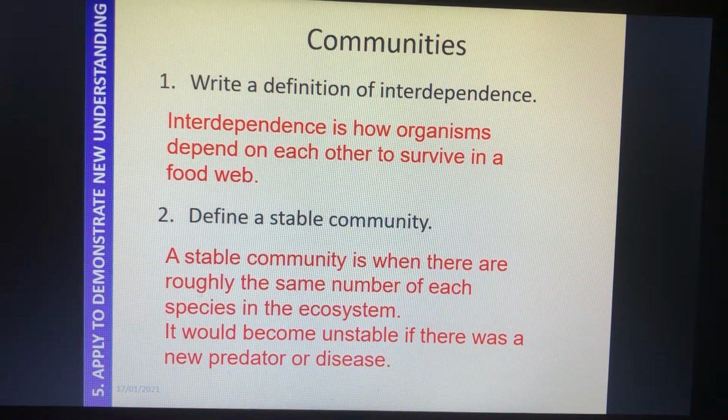So a stable community is when there are roughly the same number of each species in the ecosystem, not the same as each other, just the numbers don't really change very much. It would become unstable if there was a new predator or disease. I'll leave that there for a second so that you can write those down. They are quite important to have written down, please. And if you need any extra time, then please pause now.